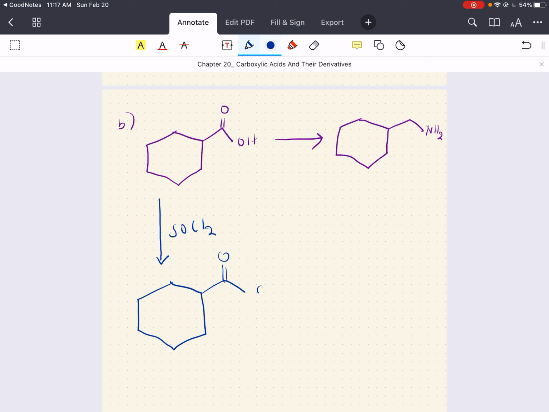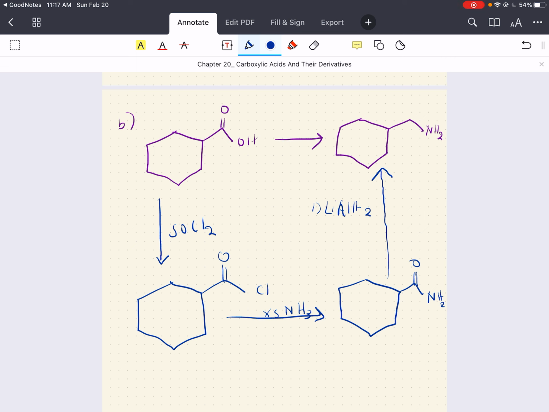Now that we have our acid chloride, we can convert it to an amide. Easy. Excess amine will convert our acid chloride to an amide. Now that we have our amide, we can easily reduce this to get our end product. And how do we reduce this? Easy. Lithium aluminum hydride and water.